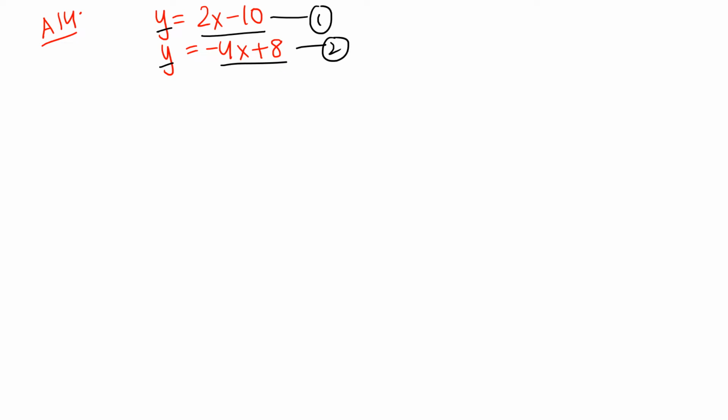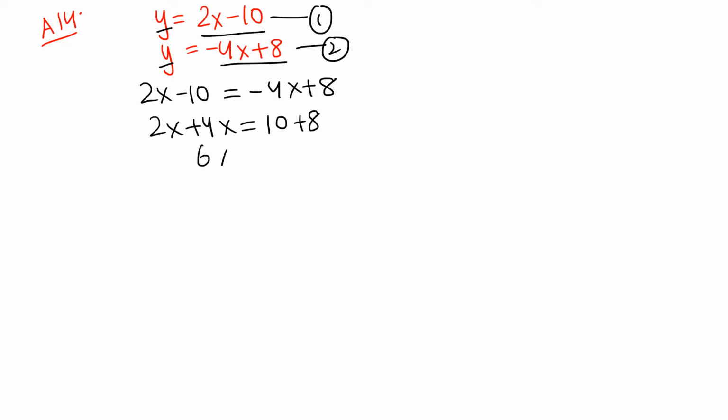So both are y, so we can equate them. 2x minus 10 is the same as minus 4x plus 8, because both of them are equal to the same variable y. So let's combine the like terms. 2x plus 4x is 10 plus 8. So 6x is 18. Divide by 6 on both sides. So x is 3. We have got one variable.